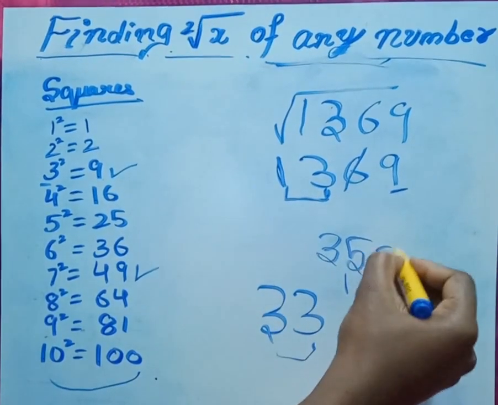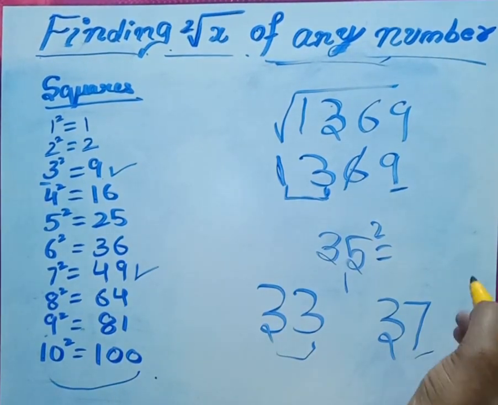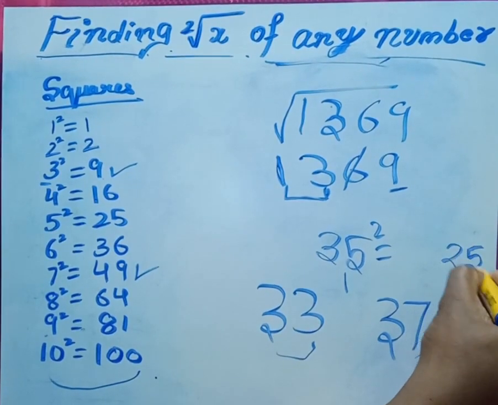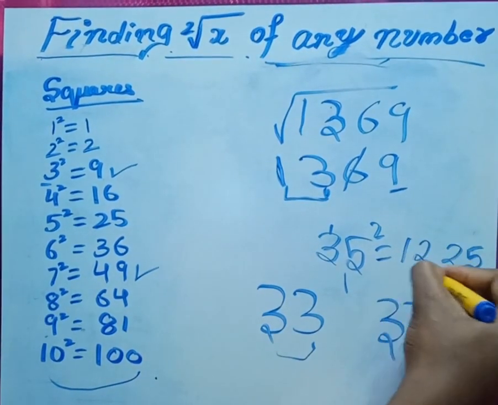So what is the square of 35? How I taught you how to find a square of any number which ends with 5. So it always ends in 25. And here we have 3. What is the next number after 3? That is 4. 4 3s are 12. That is 1225.